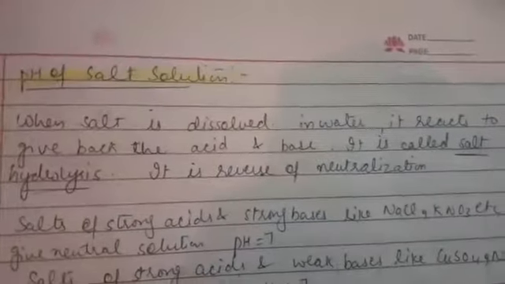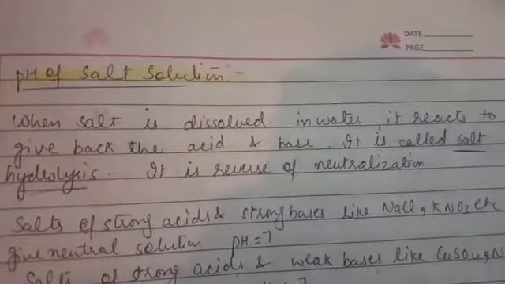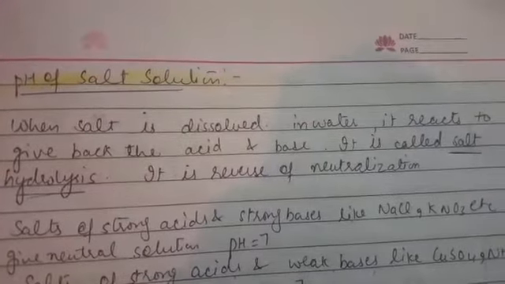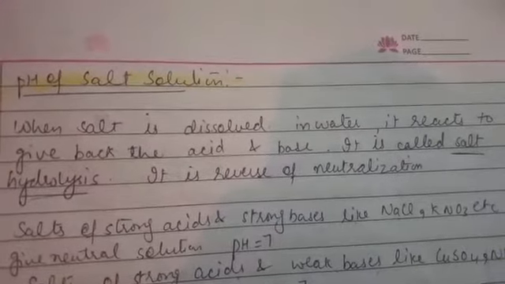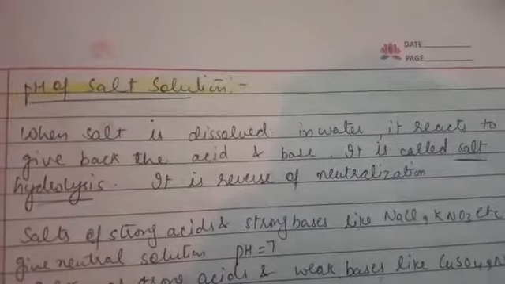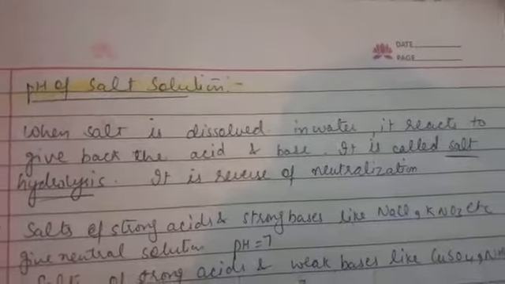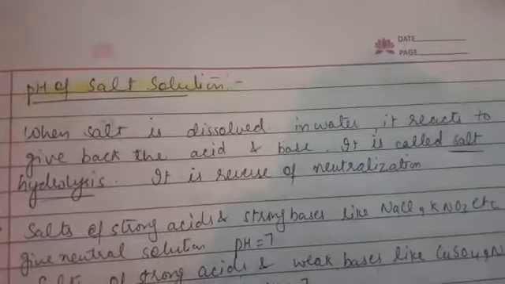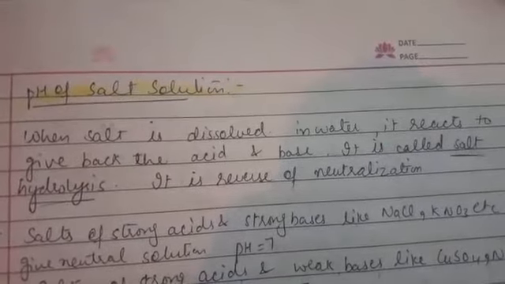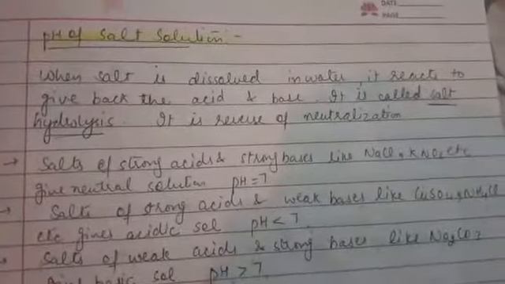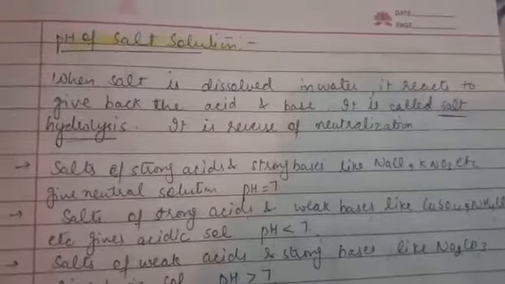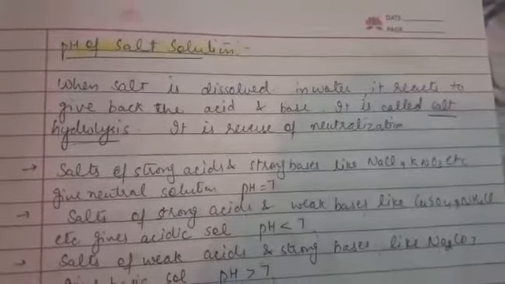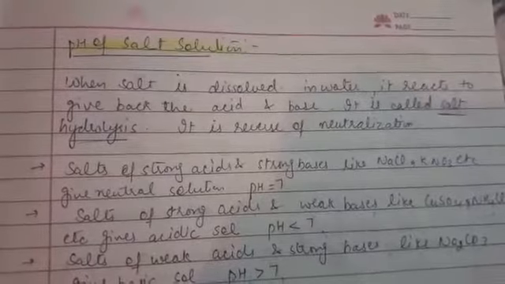Next is the pH of the salt solution. When the salt is dissolved in water, it reacts and gives back the acid and the base. It is called salt hydrolysis, and it is the reverse of neutralization. In a neutralization reaction we usually have acid plus base going to salt and water, but this is the reverse, because now the salt is dissolving in water.